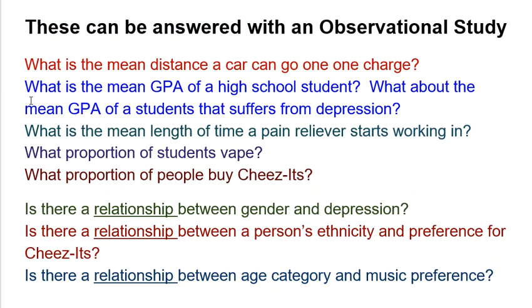Now, all of these questions can be answered with an observational survey because all you got to do is observe or ask questions. What's the mean distance a car can go over one charge? Well, I could charge a bunch of cars and just send them driving. And when they come back, or whenever they die, I can ask the drivers, hey, how far did you go? Oh, you went 130 miles? Oh, you went 141 miles? I didn't make them do anything. I just made them drive. They just drove, right? That's observational.